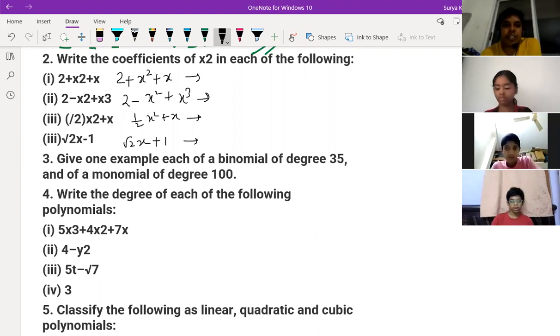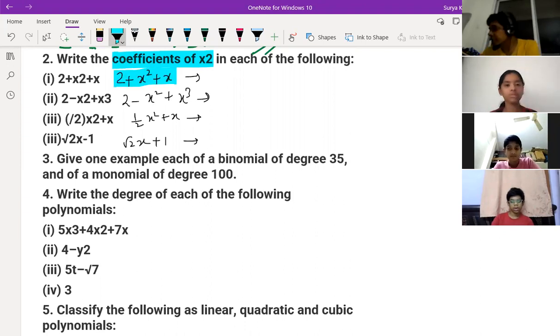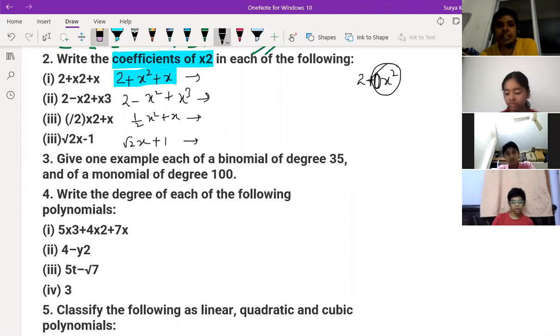Sir, coefficient of x square. In the first question, 2 plus x square plus x. What is the coefficient of x square? Do you know what you mean by coefficient? Before x square, what is mentioned? See, 2 plus x square. Before x square you should see what is mentioned, in multiplication form. Nothing is mentioned before x square in multiplication. So what should be the answer for this?